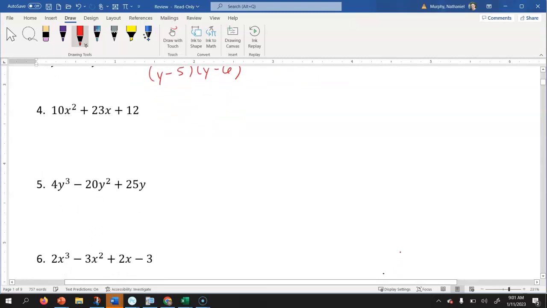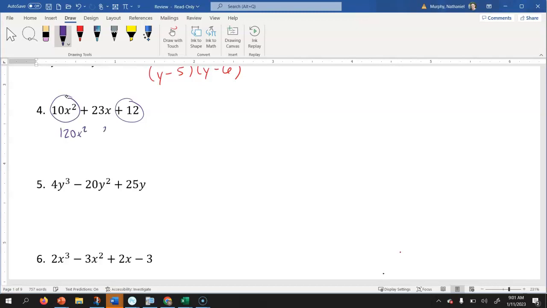All right, number 4, remember your first step is to always look for greatest common factor. There is none. So then we're just going to focus on the first term and the last term. We're going to multiply those together. When I multiply those together, we get 120x squared. And the middle term is 23x. So I'm trying to find two numbers that multiply together to be 120, that add together to be 23. It might take you a little bit of time to find these, but it's 8 and 15. So it's going to be 8x and 15x. We're going to rewrite this equation, but this time in the middle, we're going to put that 8x and 15x.